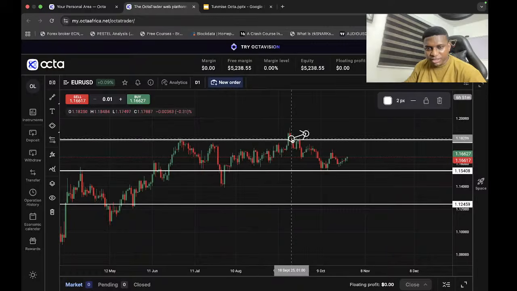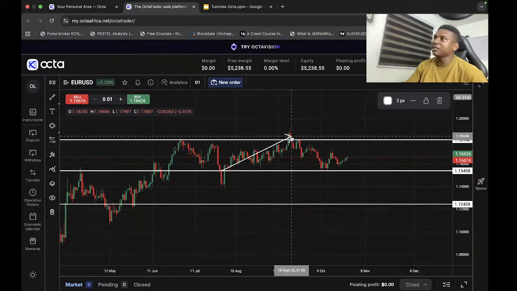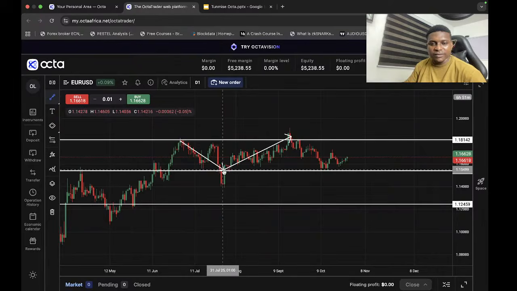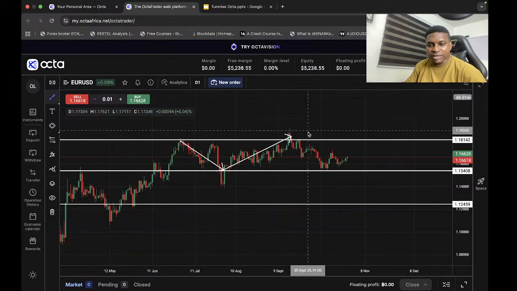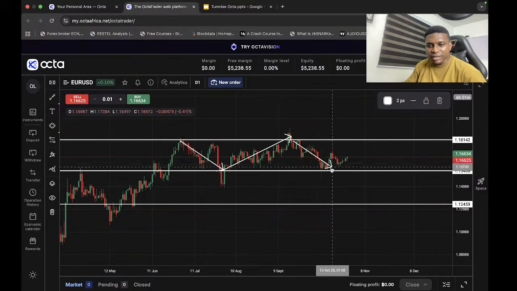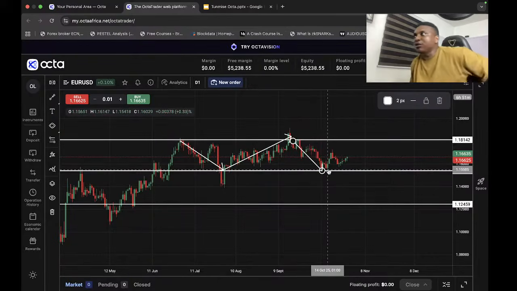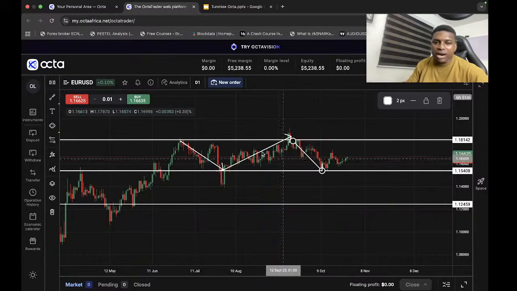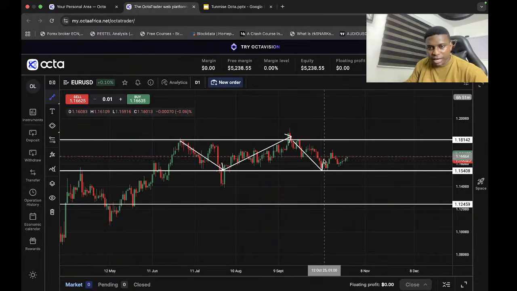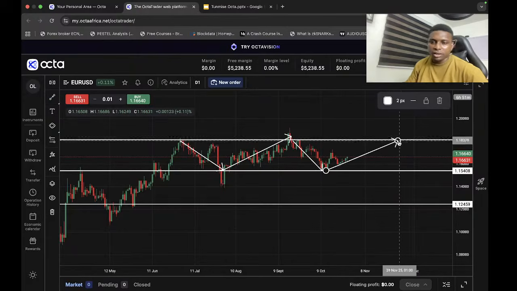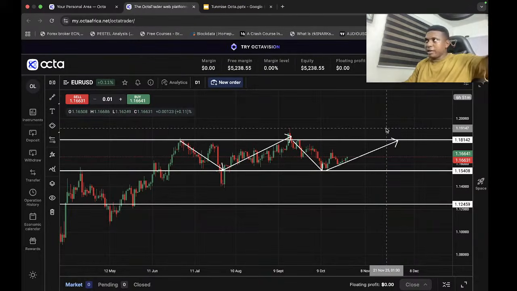From there, price went this way and touched the resistance level. After touching the resistance level, price came down again and touched the support zone here. Now from the support zone, we can see that price has picked up again and is heading to touch the next resistance zone. Now, two things can happen here.